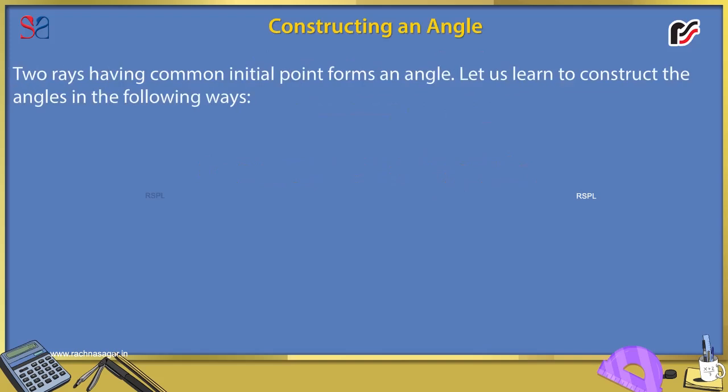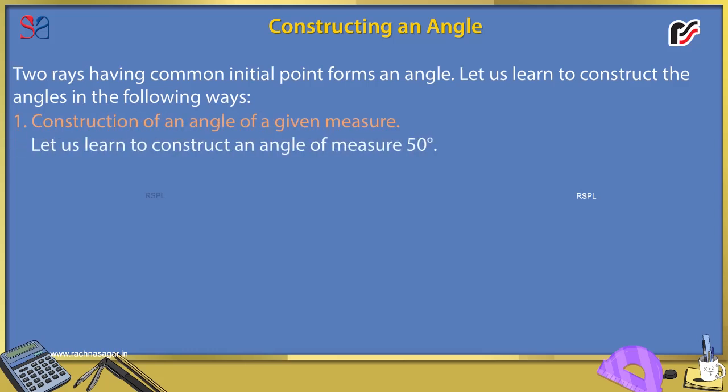Constructing an angle. Two rays having a common initial point form an angle. Let us learn to construct the angles in the following ways. Number 1. Construction of an angle of a given measure. Let us learn to construct an angle of measure 50 degrees.